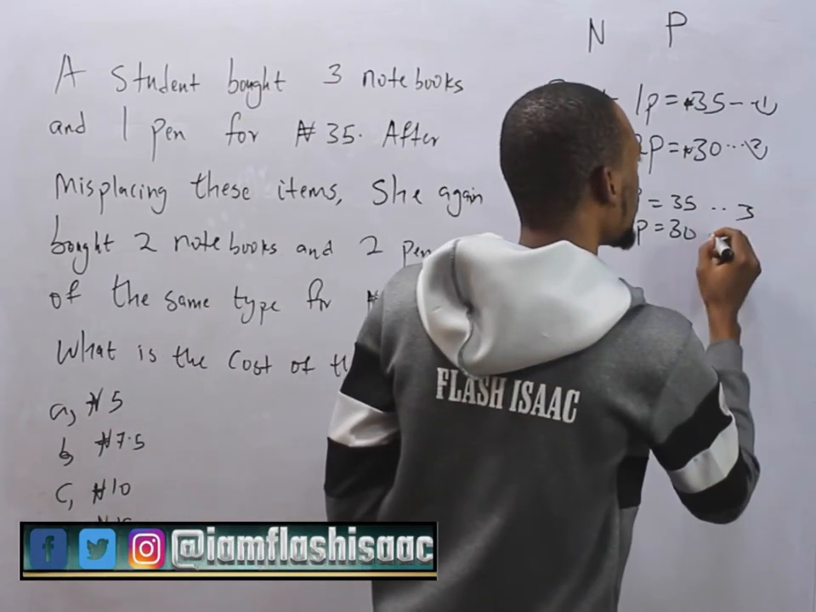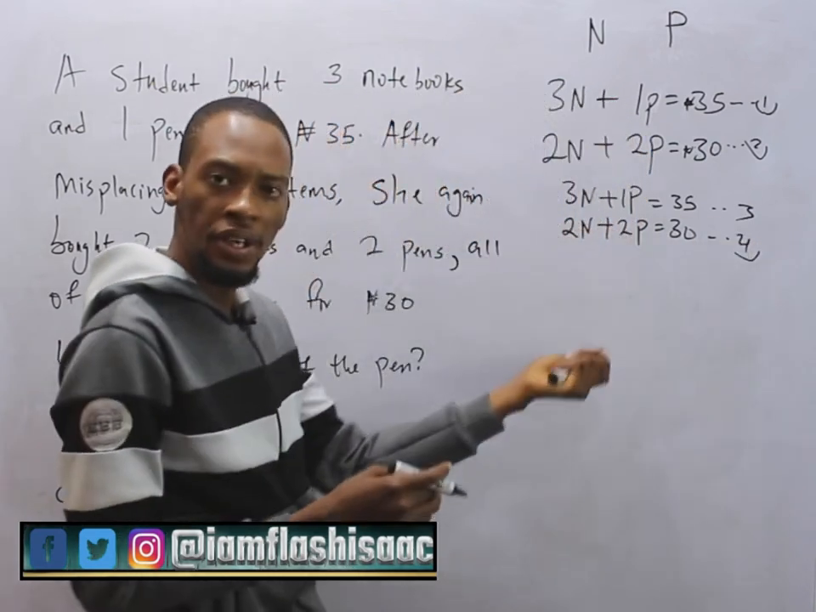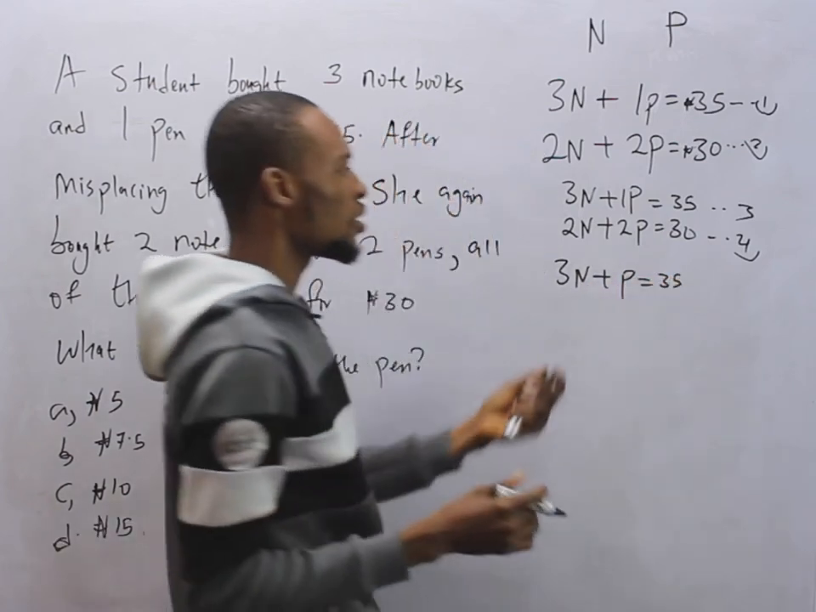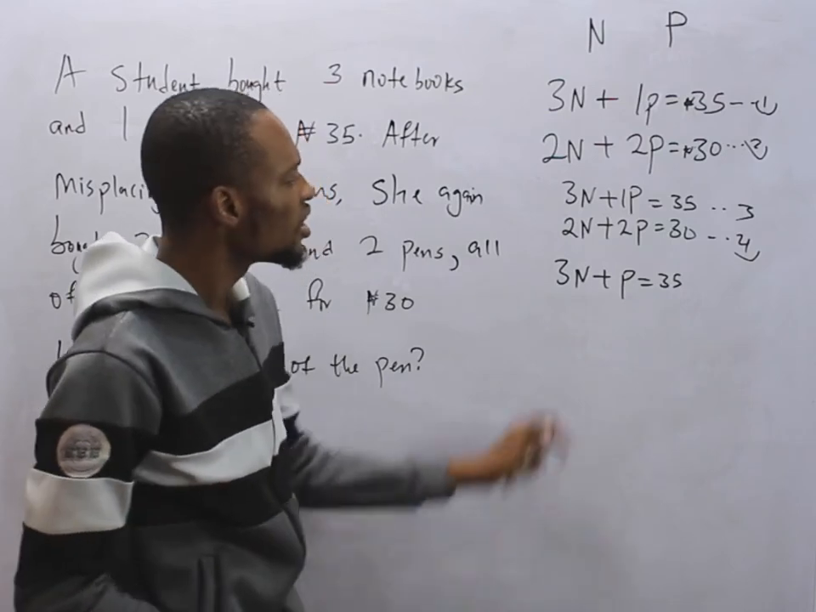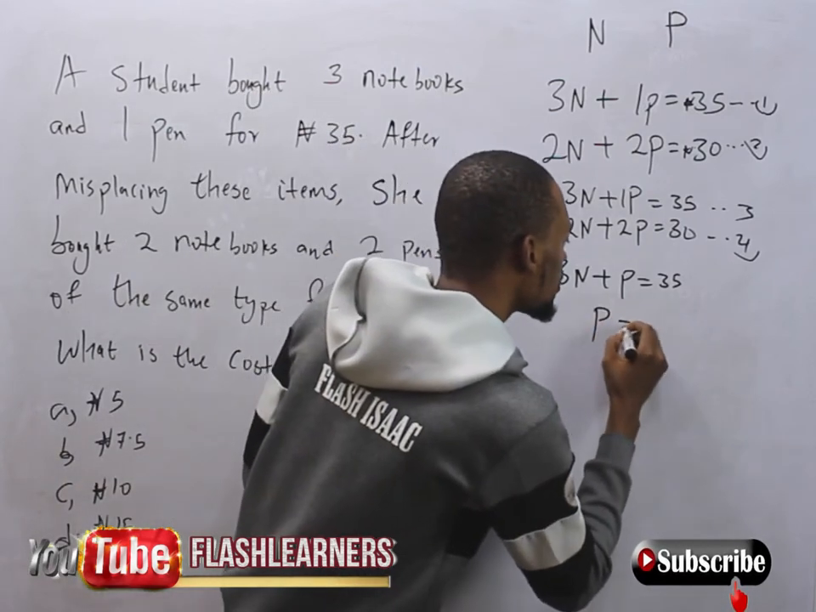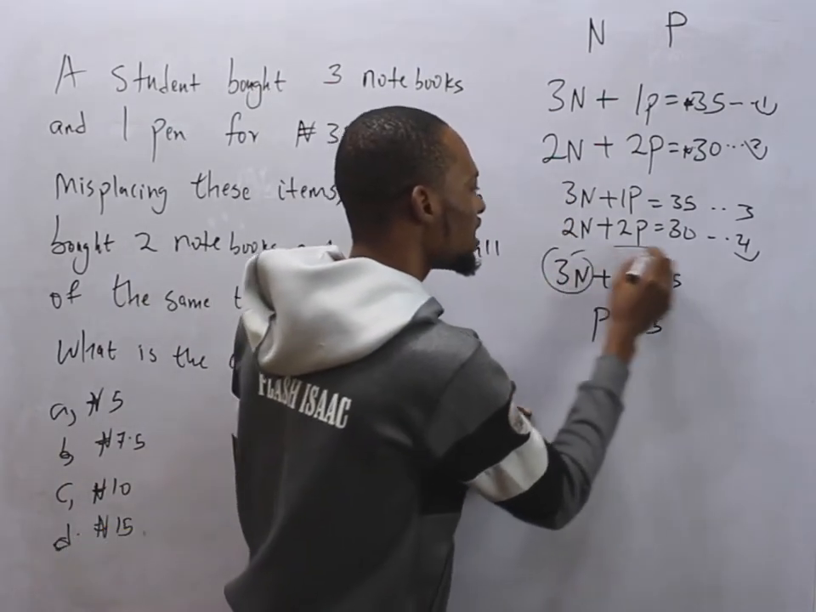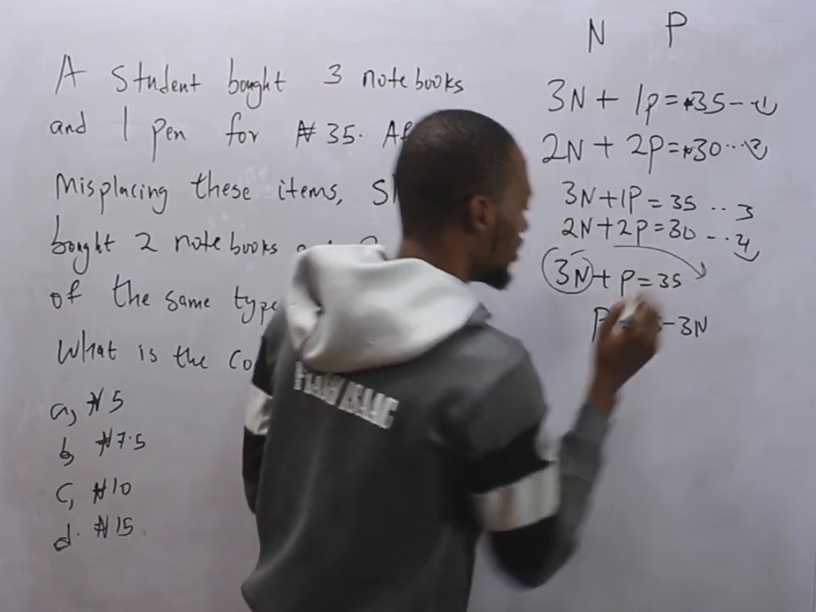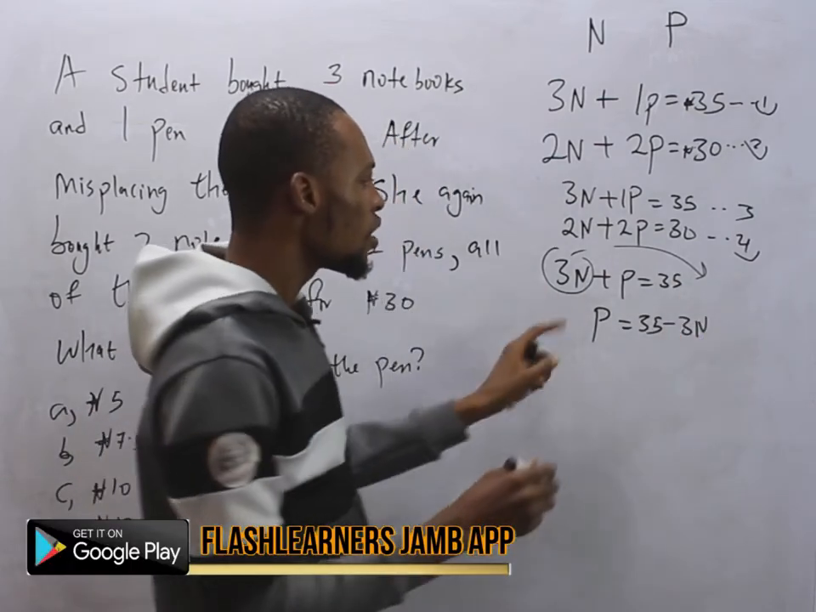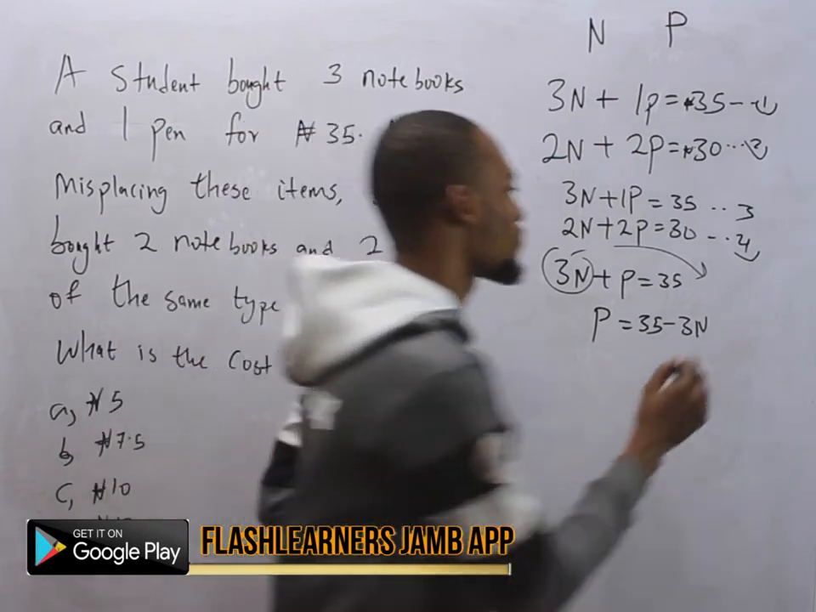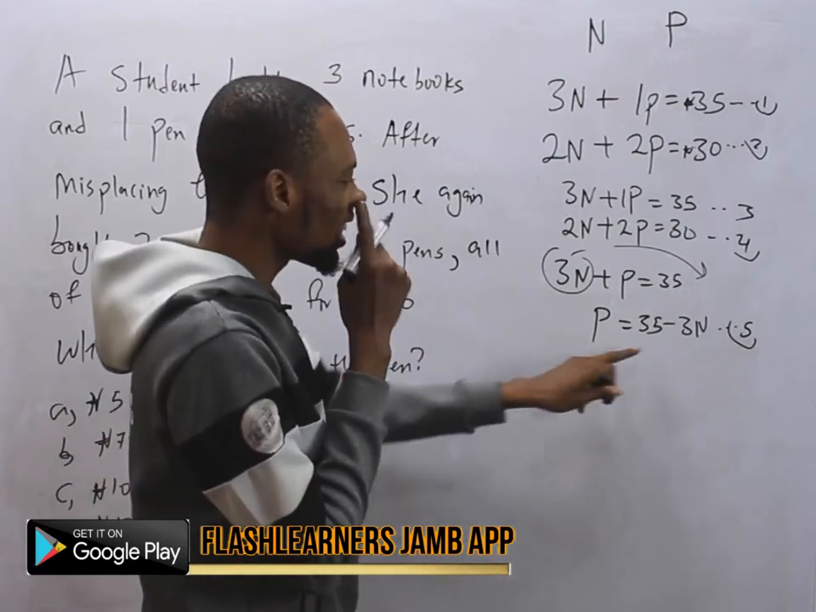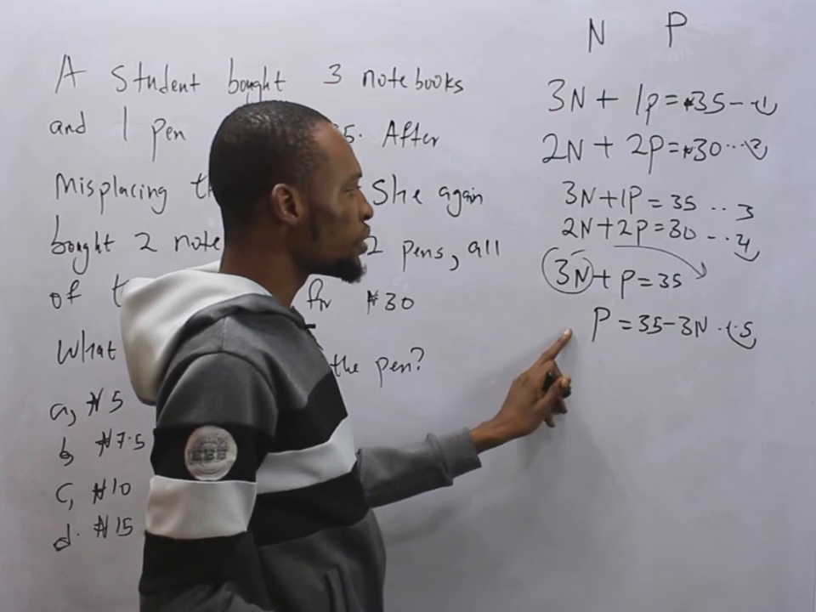If you call this equation 3 and this equation 4, from equation 3, we know that 3N plus P equals 35. Remember, P is the same thing as 1P. If we make P the subject of the formula, meaning P equals 35, then we bring this 3N here, it becomes minus 3N. It is positive here, as it crosses the equality sign, it becomes negative. So P equals 35 minus 3N. You can call this equation 5 or any equation you like, or without equation. Now that we have this, substitute this value of P in equation 4.